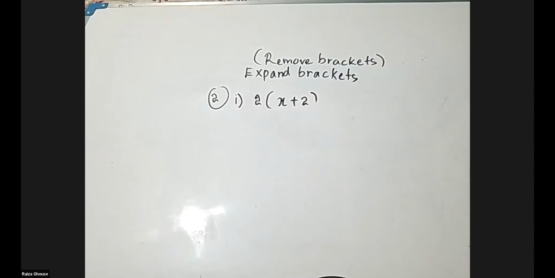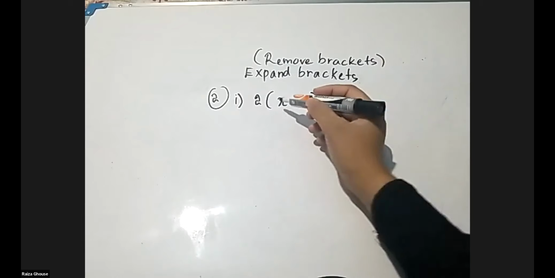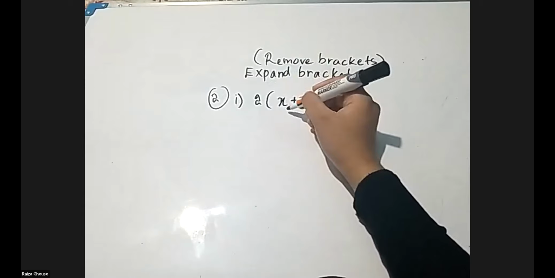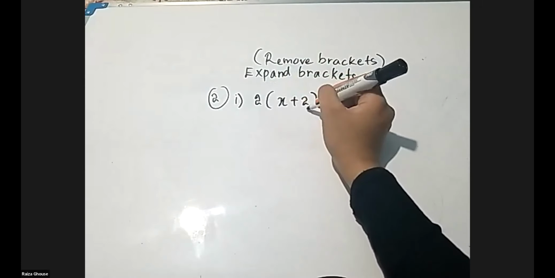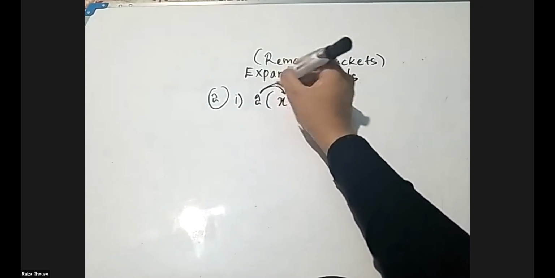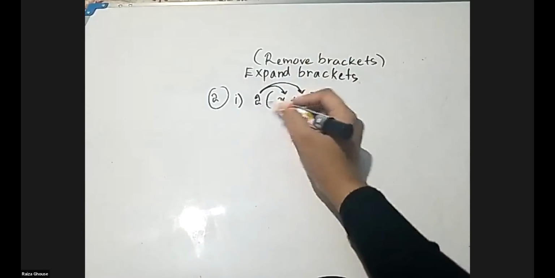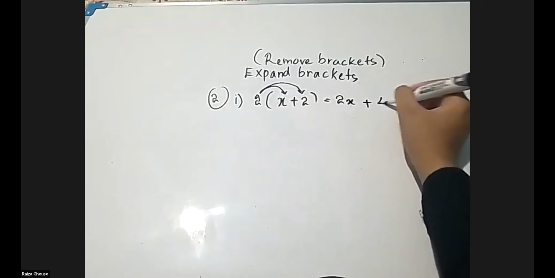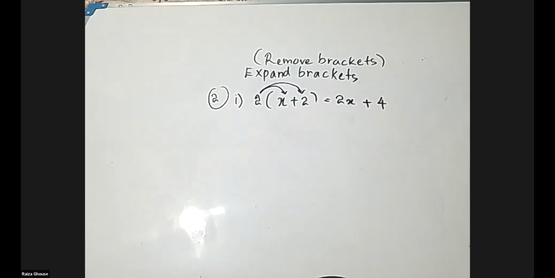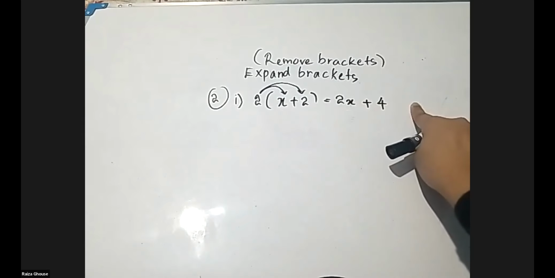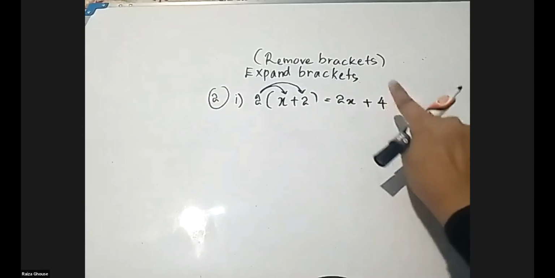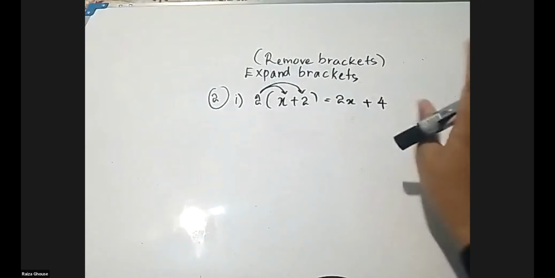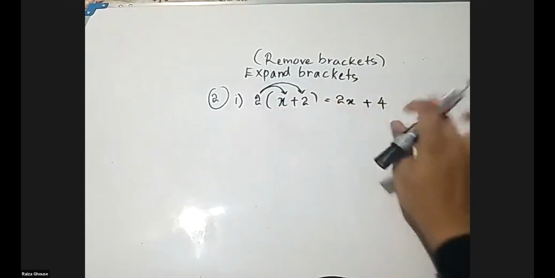You might remember this was there in grade 9 too. If you want to remove brackets, listen very carefully. You have to multiply each term inside the brackets by the term outside the bracket. 2 multiplied by x will be 2x, and 2 multiplied by 2 will be 4. That's all. You can't add them and write down 6x, because I told you in the previous question, these are not like terms. These are unlike terms, right?